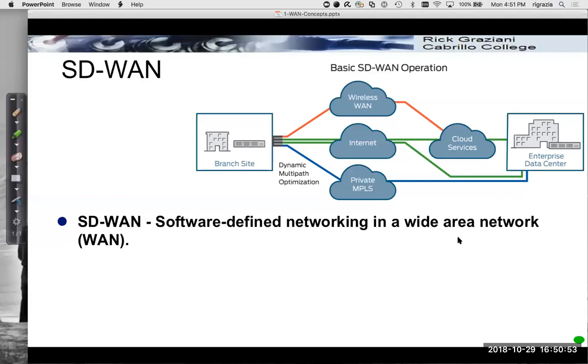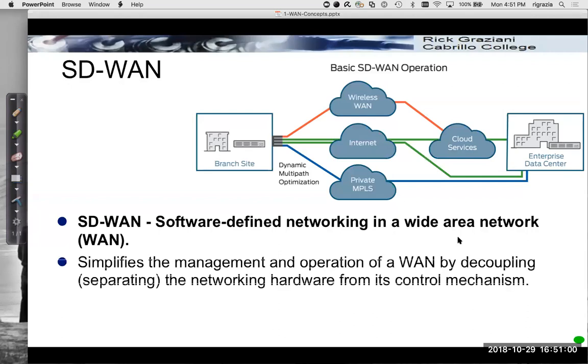I want to talk a little bit about SD-WAN, software-defined networking. This is software-defined networking in a wide area network. This is a big thing that's happening. Managing all this WAN from both the perspective of the provider and the user is quite cumbersome. So SD-WAN is a way that we're using software to help us manage the operation of the WAN. It decouples the hardware from the control mechanism.